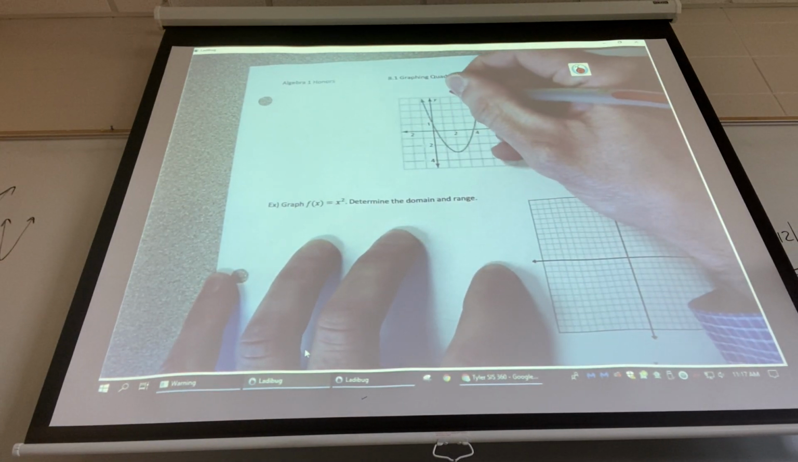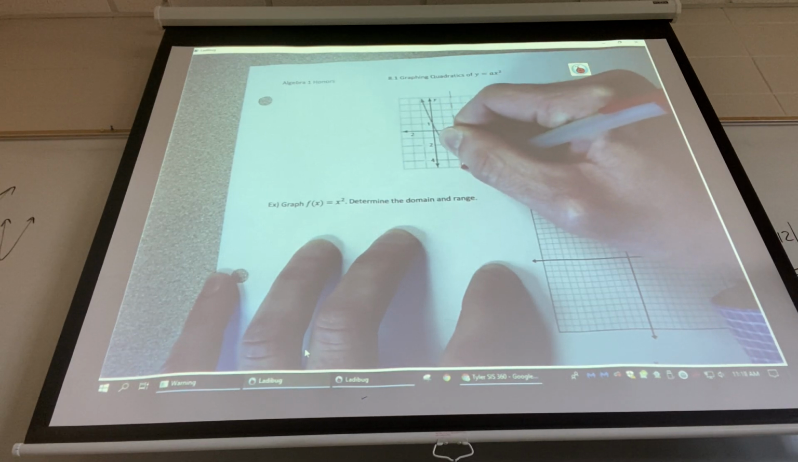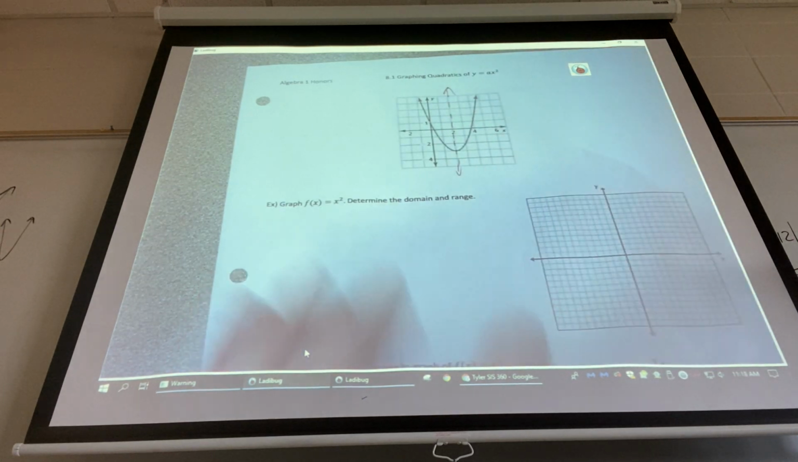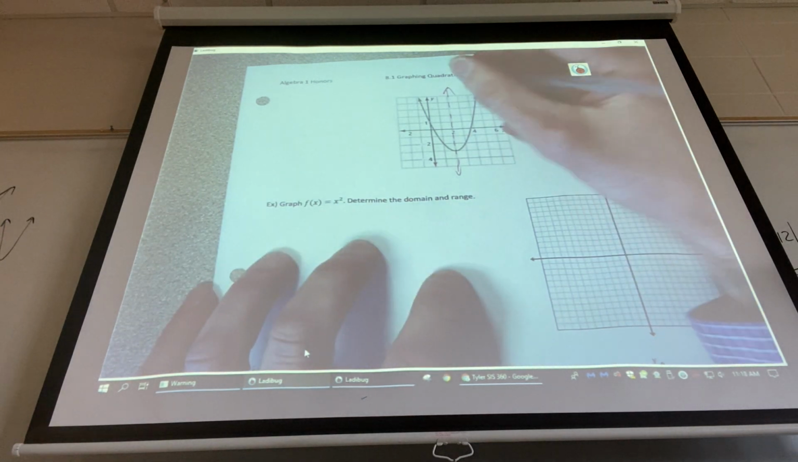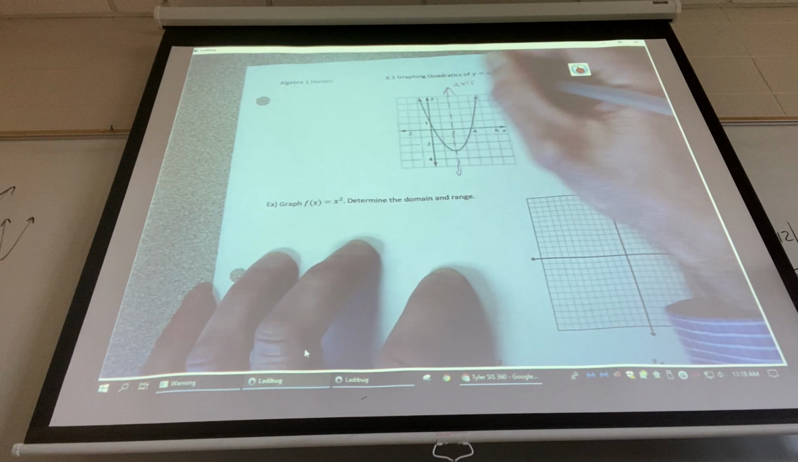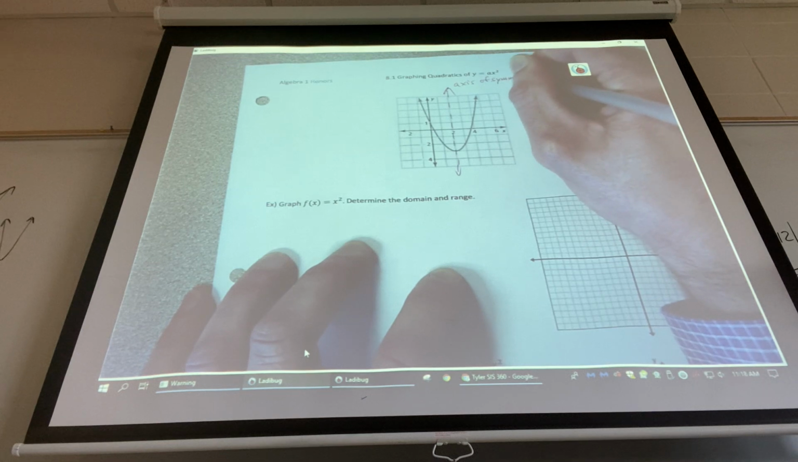Guess what you call this line that splits the shape right down the middle? What's that called? The line of reflection. Is it like the axis? It is a line of reflection. What does it start with? Yeah, we call it the axis of symmetry.